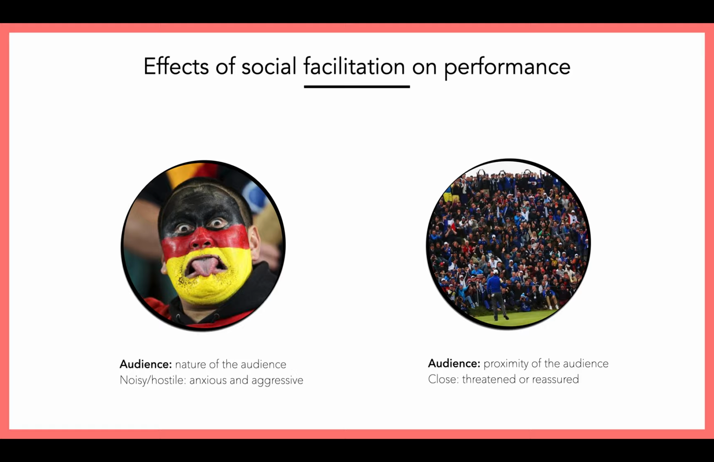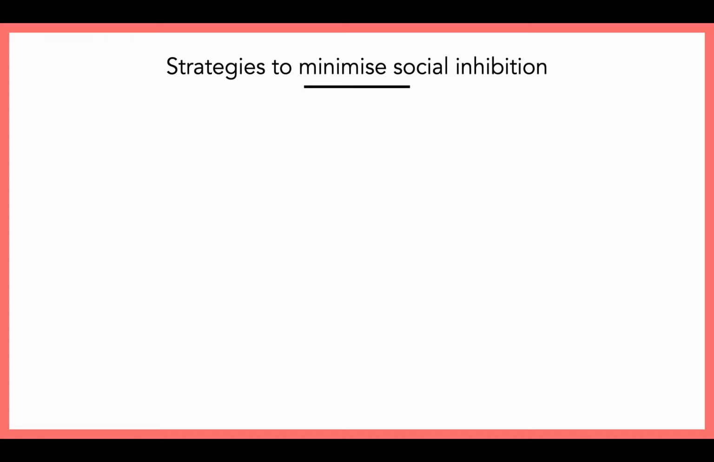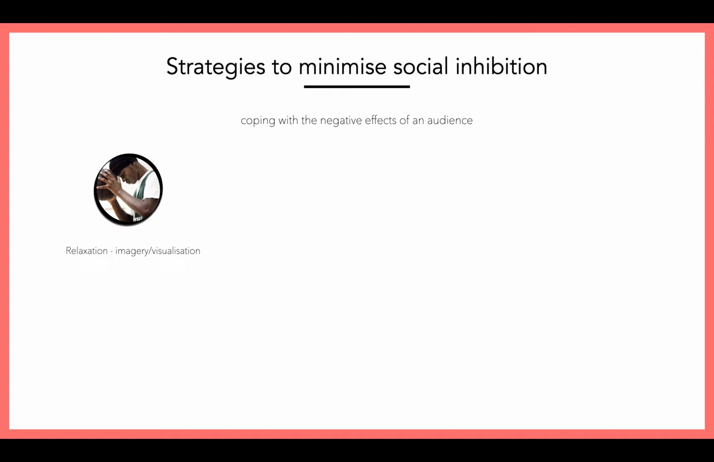We're looking at strategies to minimize social inhibition. So obviously this is important for players, for coaches, to stop them choking in front of an audience, in front of co-actors. So looking at coping with the negative effects of an audience. Well, like we covered in anxiety management, arousal management. If you are the coach, you give the knowledge of the benefits of relaxation using imagery, visualization. If you're in a hostile crowd, use imagery. Picture yourself on a beach, or use mental rehearsal, visualization. Go through the skills in your head.